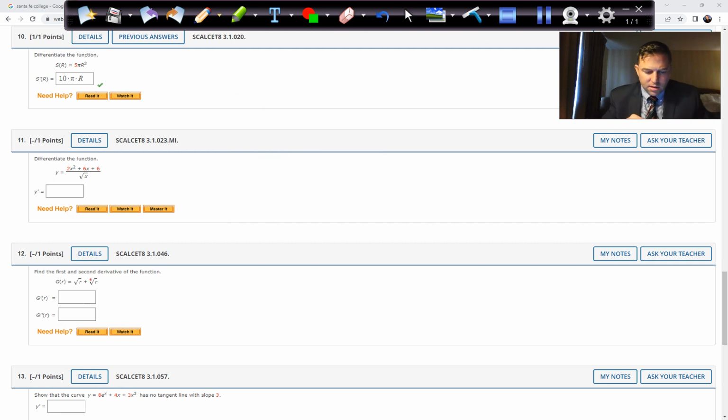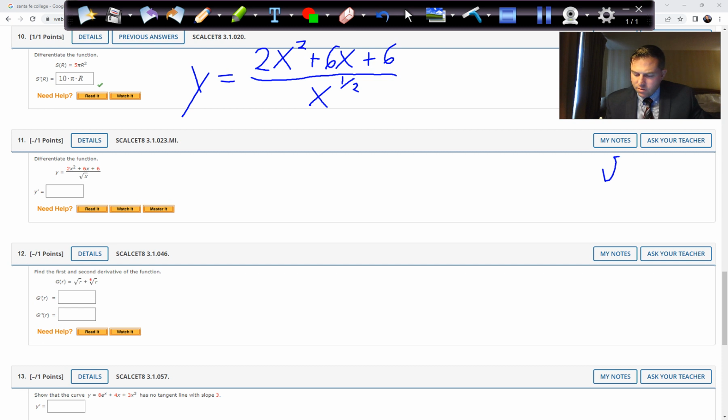Problem 11. Oh boy, okay. Not too bad, it's just a little bit of algebra. So we have 2x squared plus 6x plus 6 divided by, I'm going to write the square root, just to save us one step. Square root of x is the same as x to the 1/2 power.